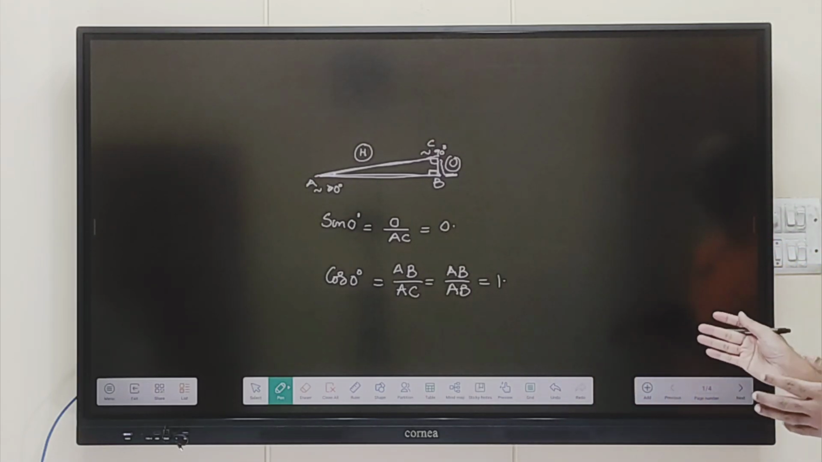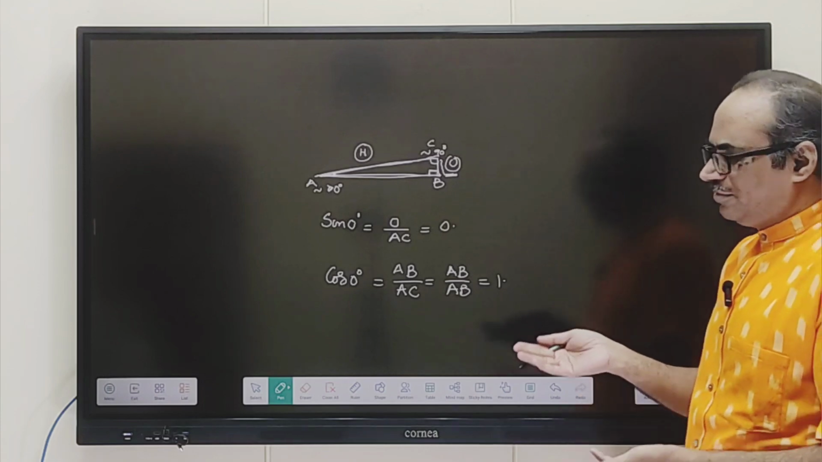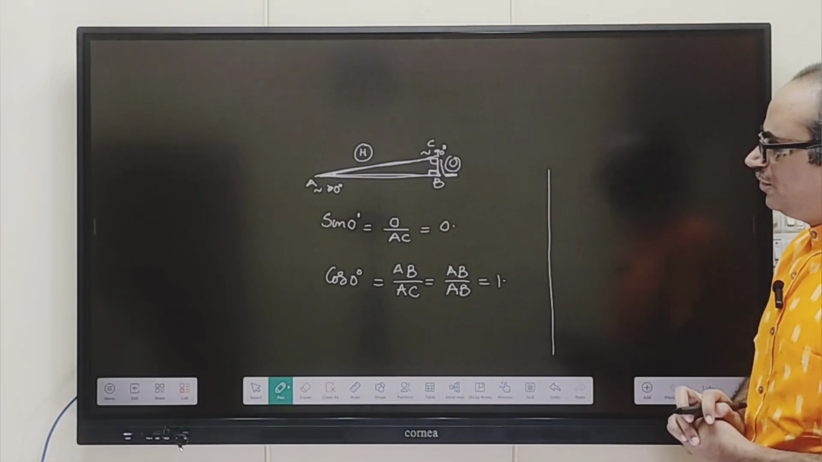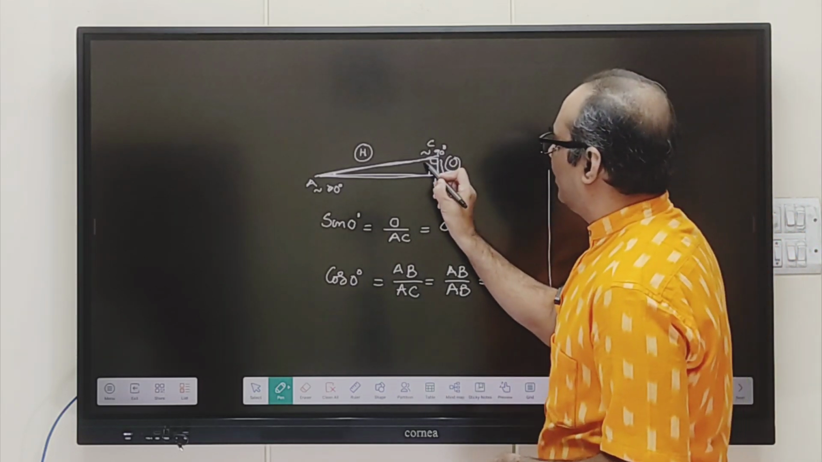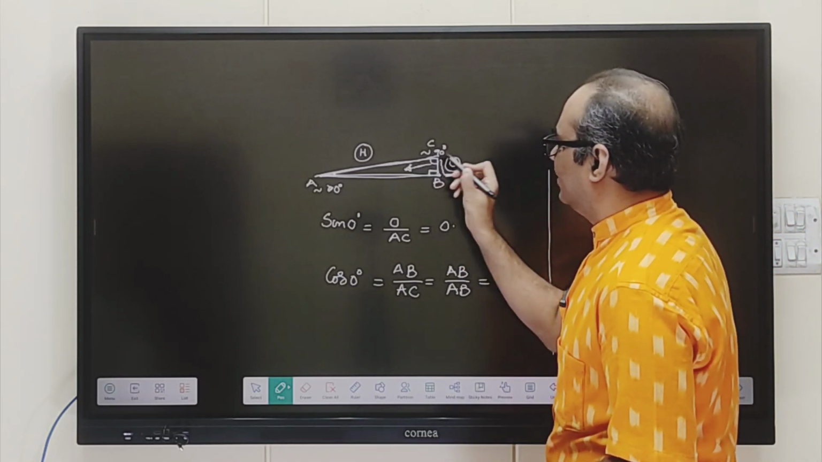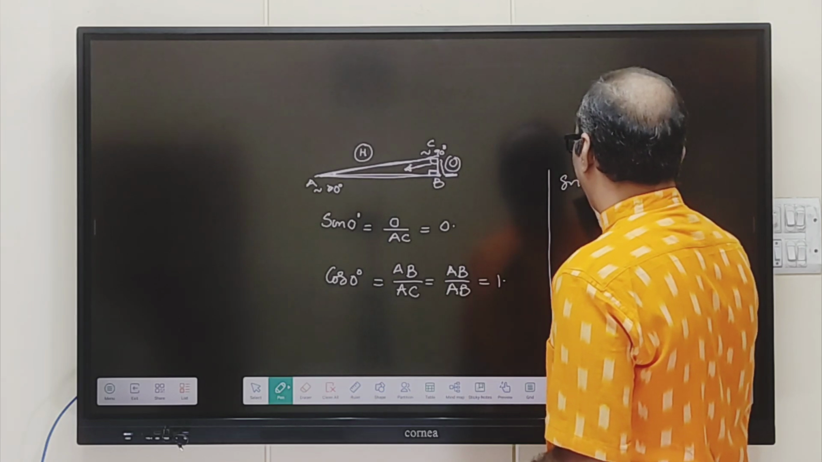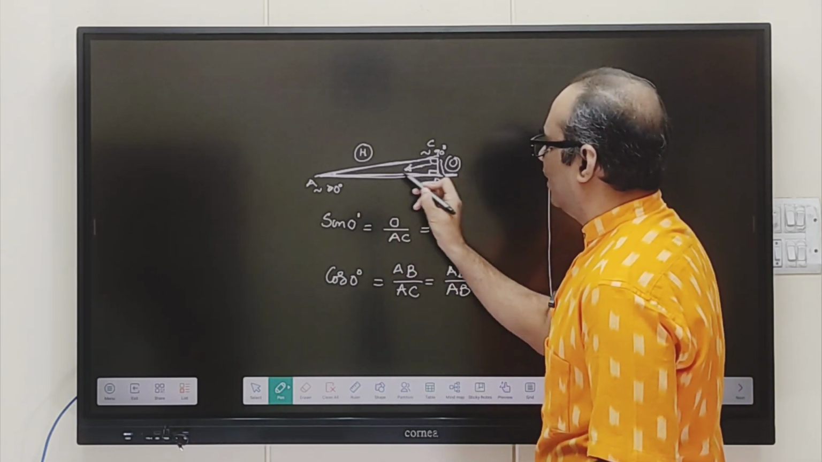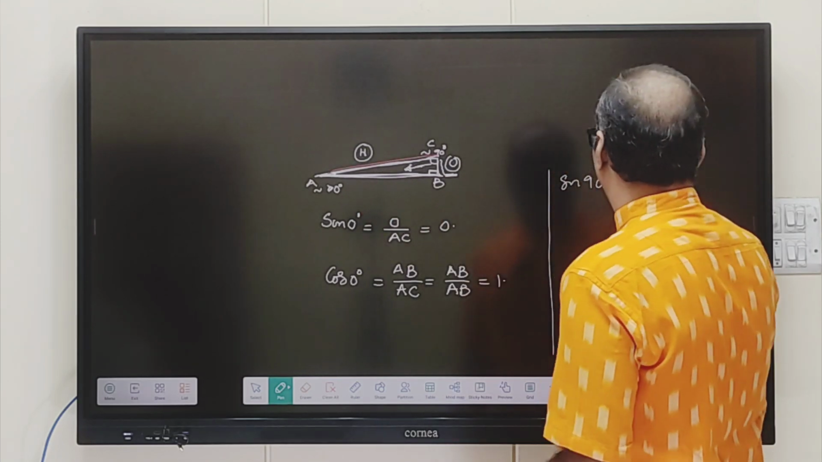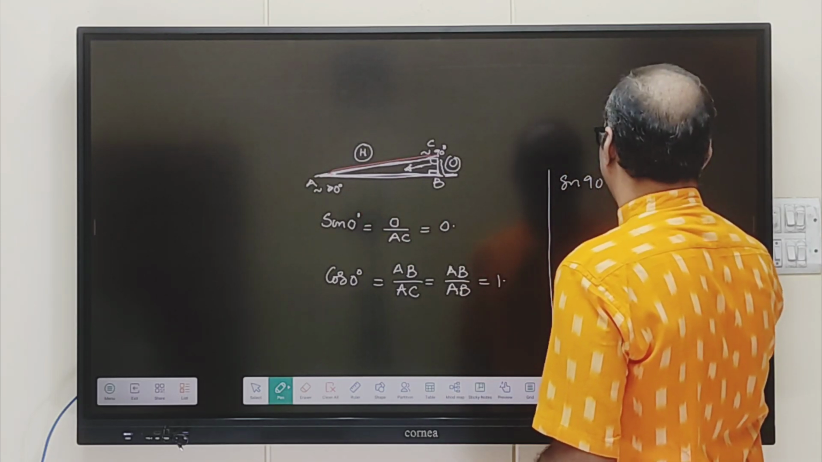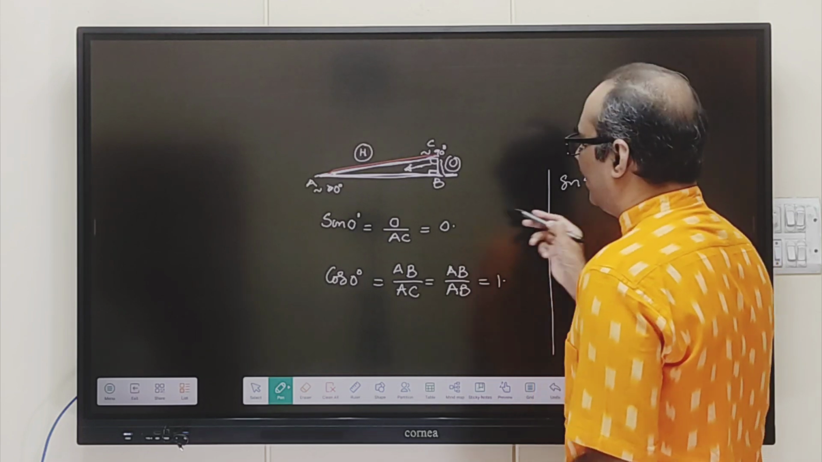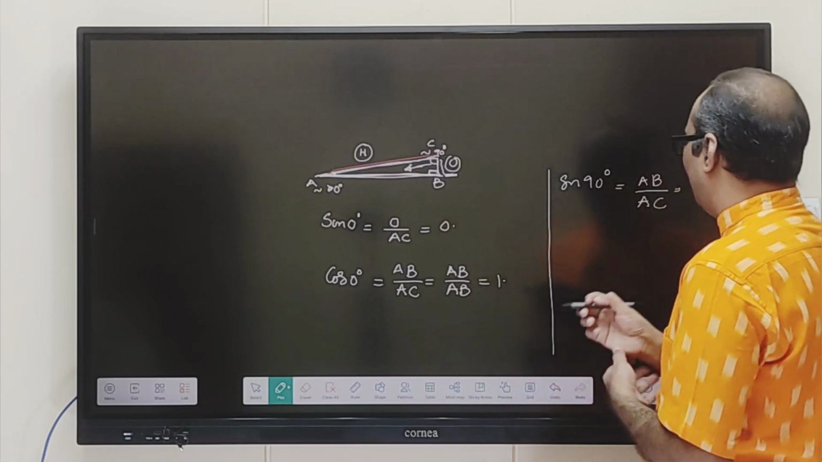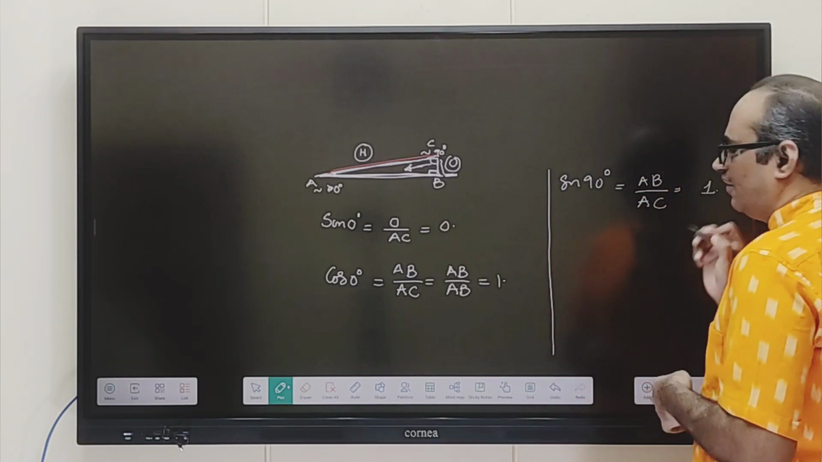Then what will be tan 0? Tan 0 will be sine 0 by cos 0. 0 by 1 is 0 only. Now let us see about 90 degrees. Let us say I am looking from here, sine 90 degrees. My opposite side is this and this is my hypotenuse. So I have AB divided by AC. And we said that when this is 0 degrees and this is 90 degrees, both AB and AC will be equal. So sine 90 degrees is equal to 1.